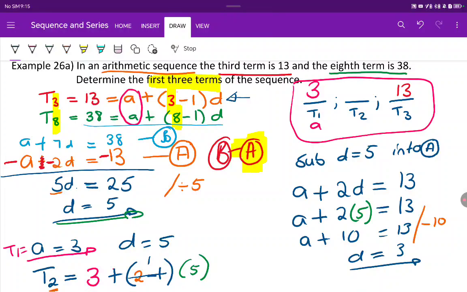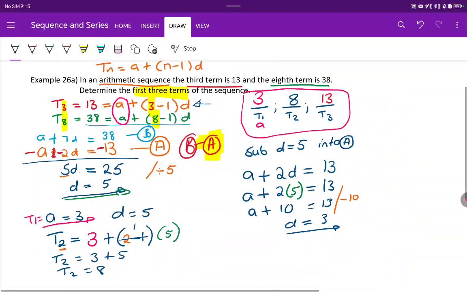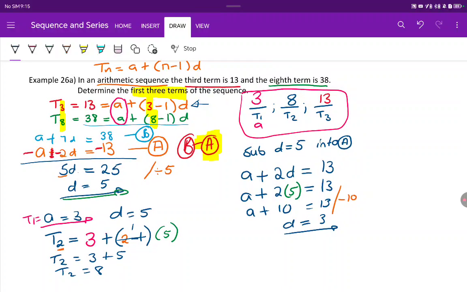So back here on the top, my answer is 3, 8, 13. We use simultaneous equations because there are two unknowns, a and d. We subtract one formula from the other to get rid of a and solve for d. We substitute d into either the first or the second equation to get a. And then we use the a and d to answer the question actually asked.